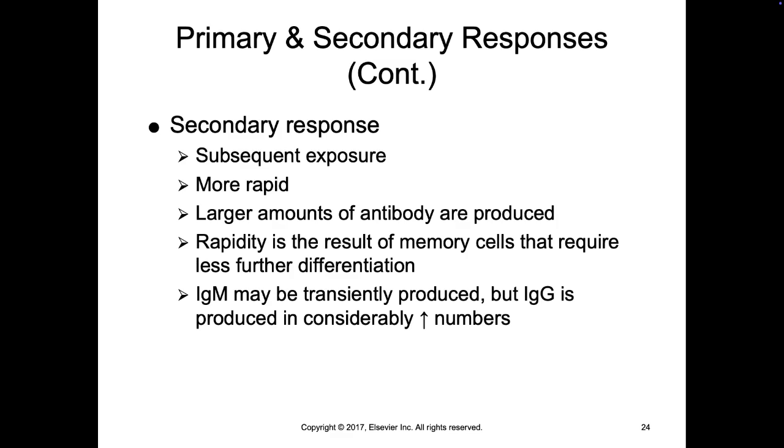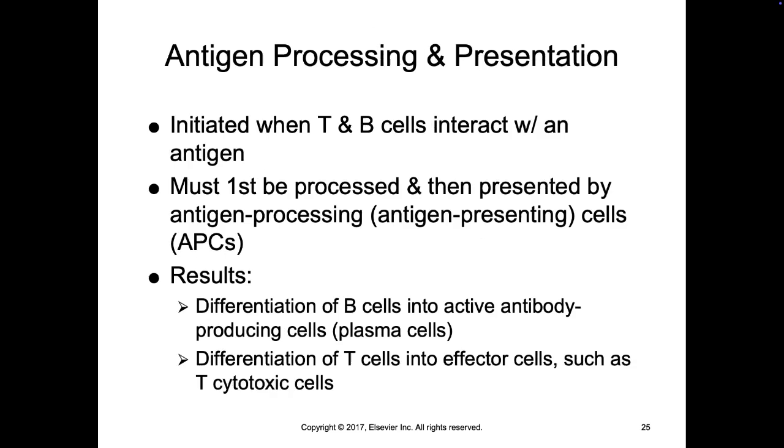During this process, you make memory cells that stay with you your entire life, and with a second exposure, it's a more rapid response. It is orders of magnitude more rapid and orders of magnitude more efficacious, meaning there's more antibody produced, okay? The rapidity is the result of the memory cells that require less differentiation. IgM is transiently produced, but IgG is now the predominant antibody in your plasma to clear foreign antigen.